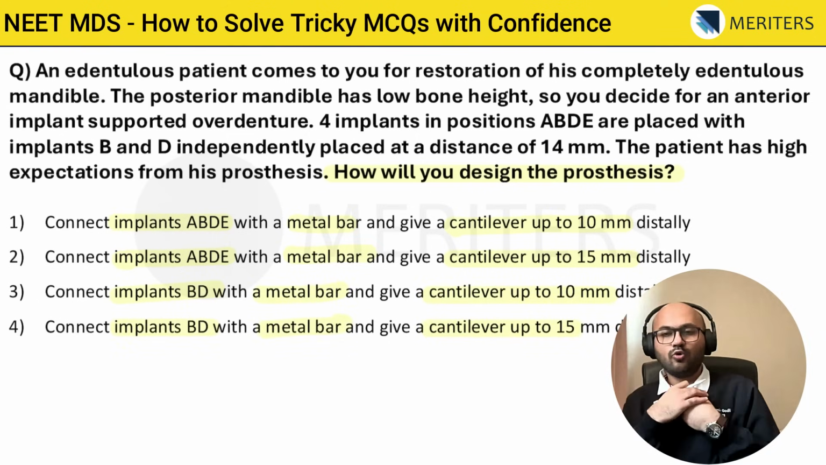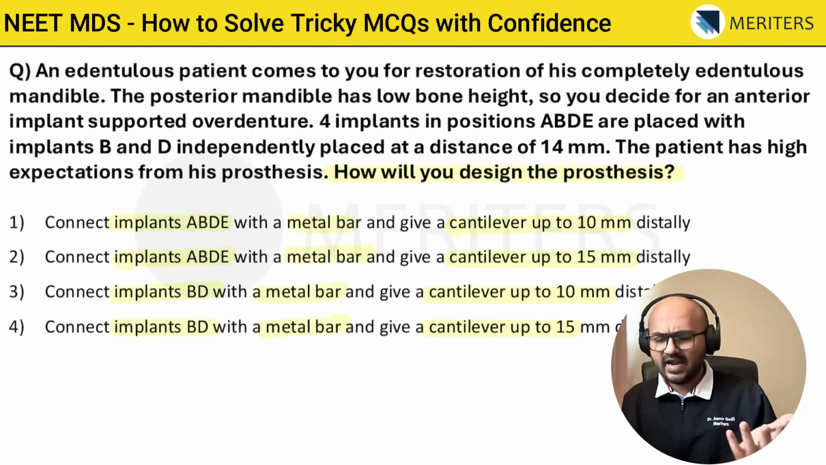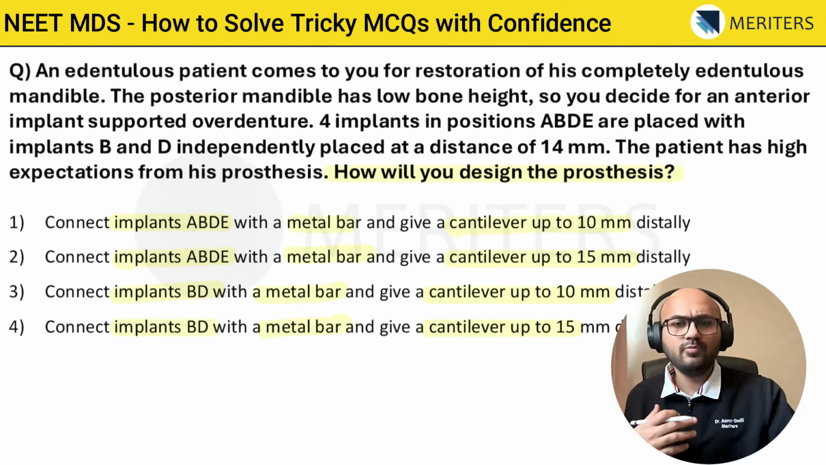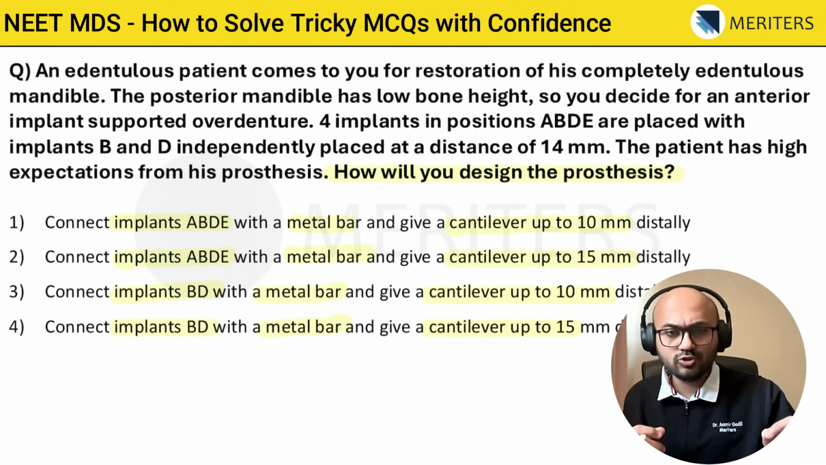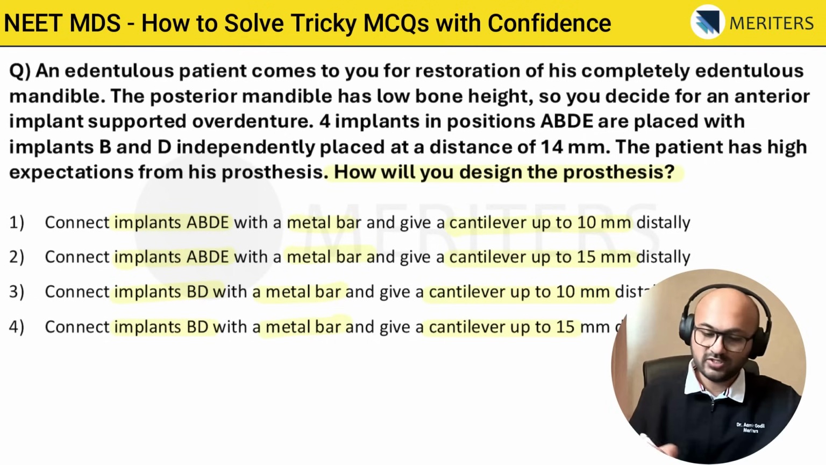Now, suppose I don't know at all what A, B, D, E is, what B, D is, what a cantilever of so much is, I'm going to be thrown off. So now my approach should be to find as much information as I can from the question when I'm reading it thoroughly, because this is a long question. I don't want to read it multiple times, right?